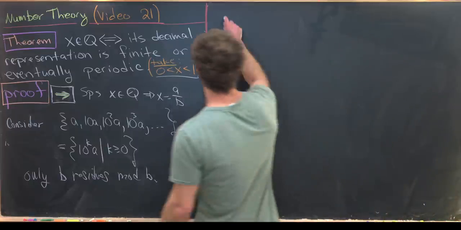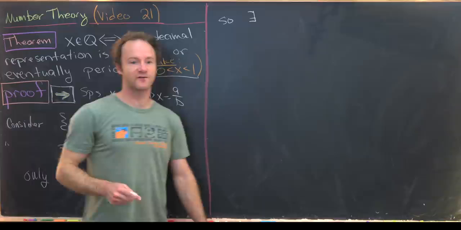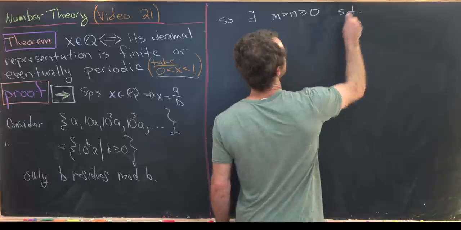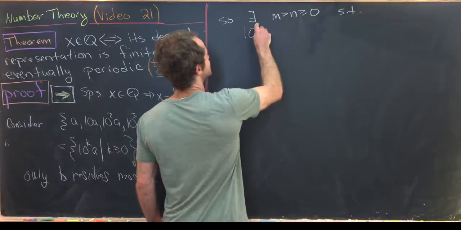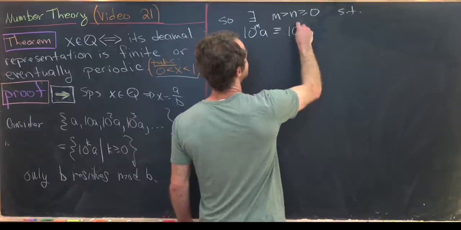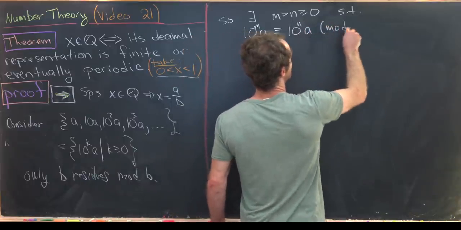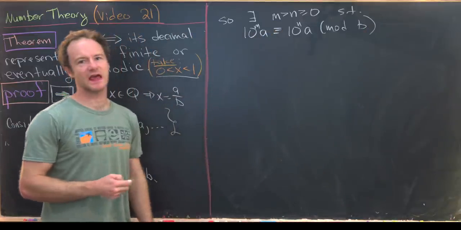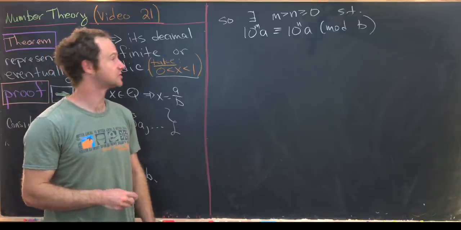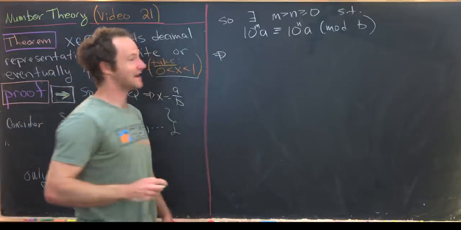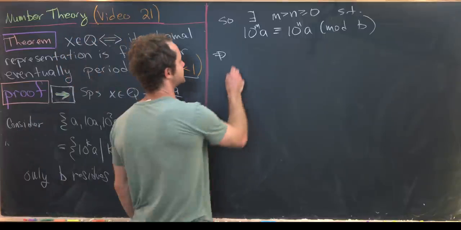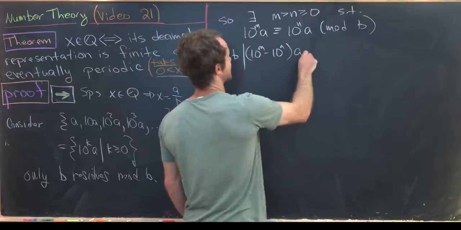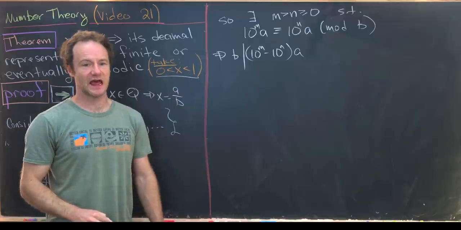So let's write that out. So by those words that I just said verbally, there exists m greater than n greater than or equal to 0, such that 10 to the m times a is congruent to 10 to the n times a modulo b. And I guess I should say that this is the minimum distance between m and n, but we won't really worry about that so much. Okay, so from here we can use the definition of congruence mod b to say that b divides 10 to the m minus 10 to the n times a. I just factored an a out of that.